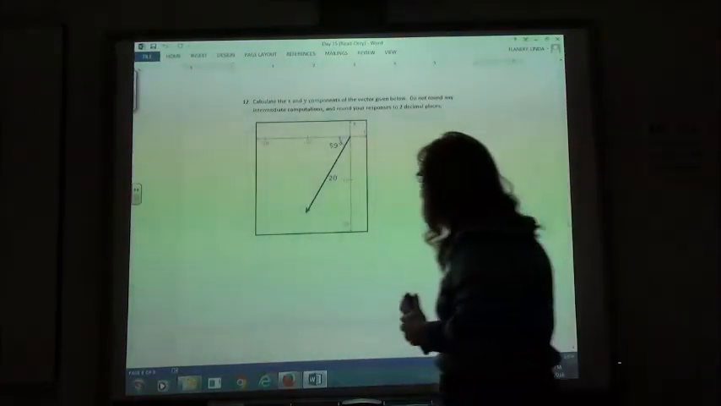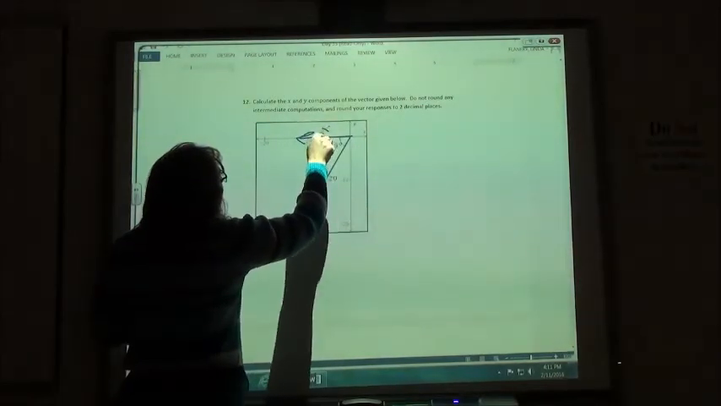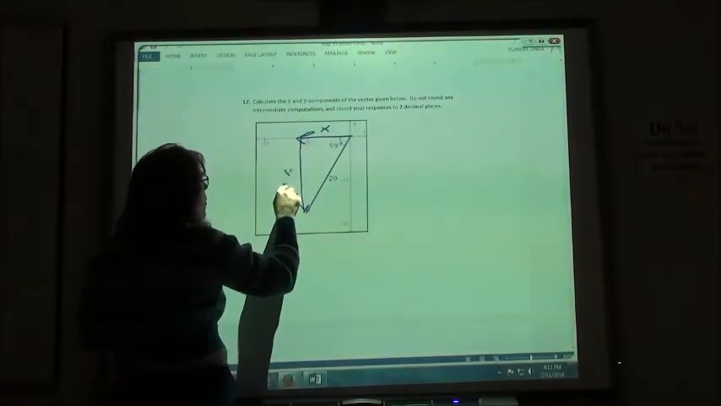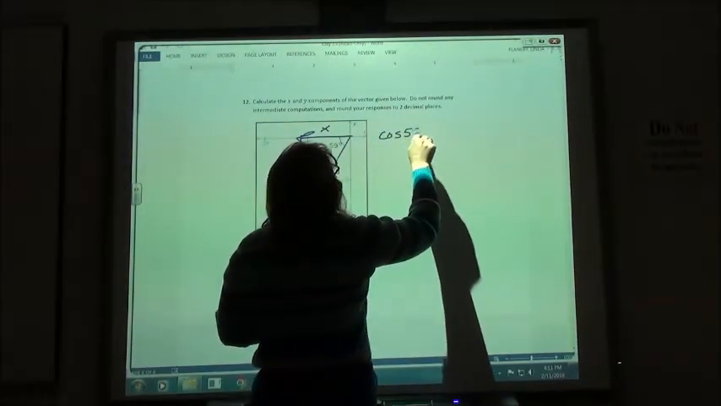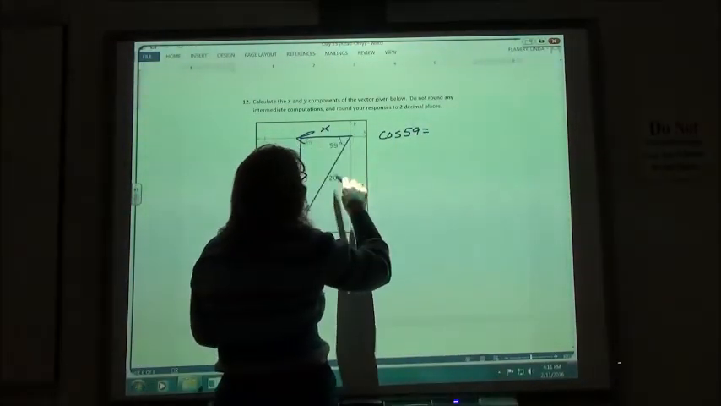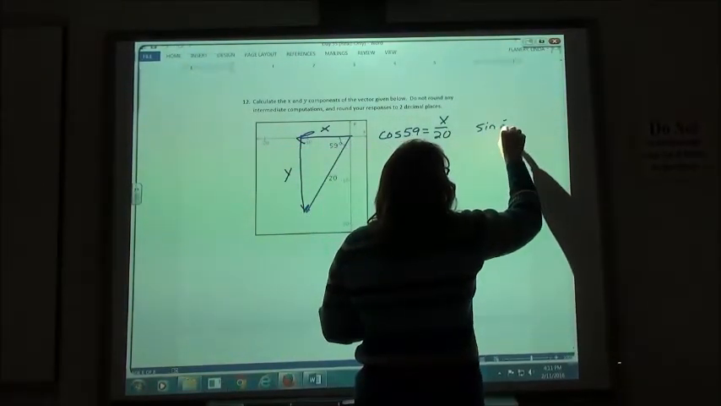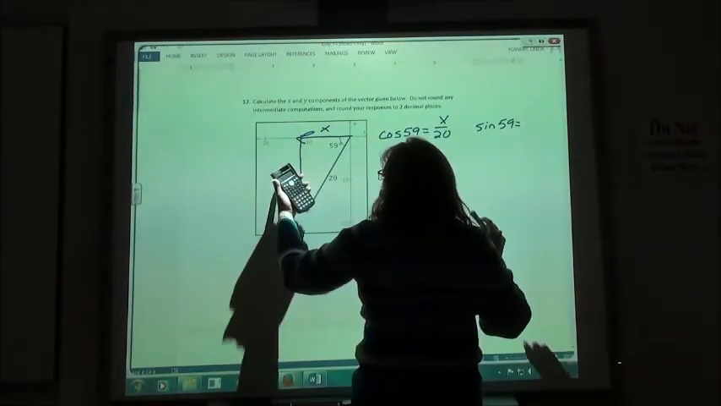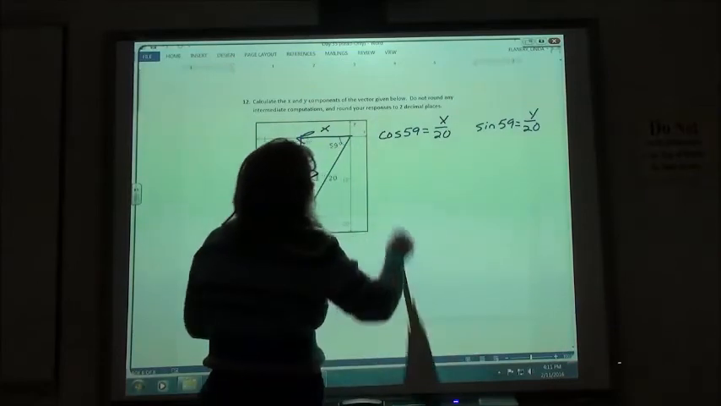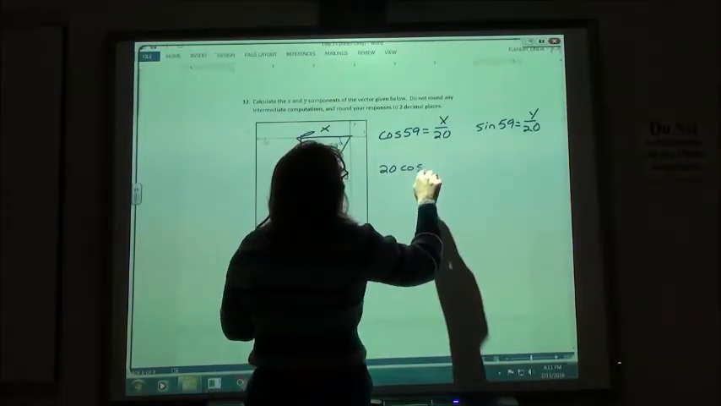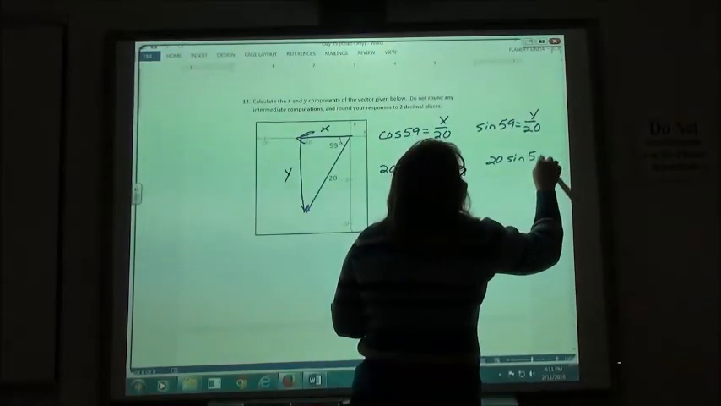Number 12, same kind of thing. I want to calculate my x and my y. So I'm going this way for my x, this way for my y. The cosine of 59 is going to equal the adjacent over the hypotenuse, so x over 20. The sine of 59 is going to equal the opposite over the hypotenuse, so y over 20. So 20 times the cosine of 59 and 20 times the sine of 59.